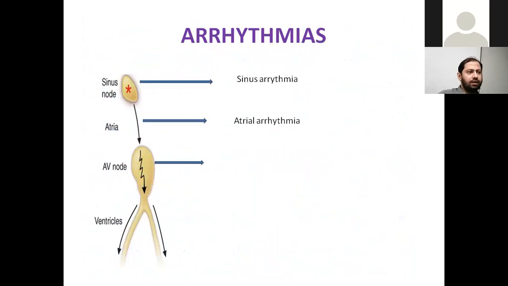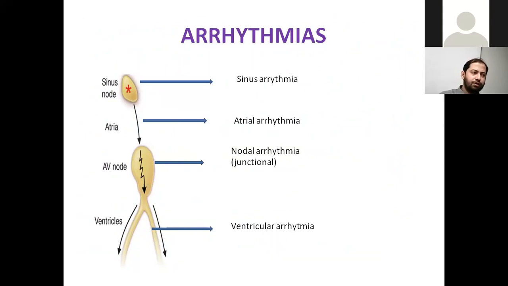So you can see in this picture that there are different types of arrhythmias. If the arrhythmia is arising from the sinus node, then we will label it as sinus arrhythmia, and if the arrhythmia is arising from any region of the atrium, then we will label that arrhythmia as atrial arrhythmia. And if the arrhythmia is arising from the AV node, then we will label this type of arrhythmia as nodal arrhythmia. And any type of arrhythmia that arises from the ventricles, we will label as ventricular arrhythmia.